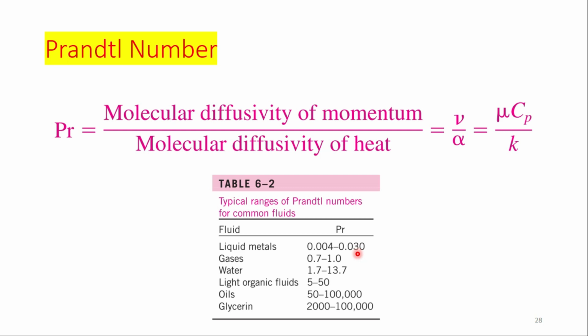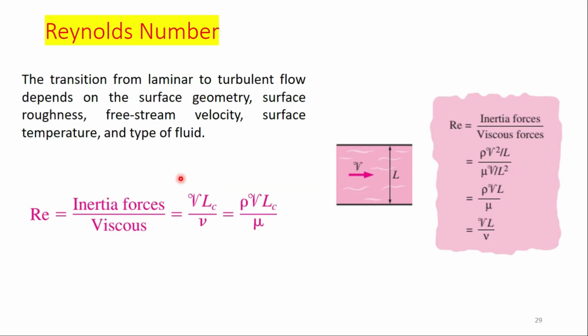In case of oils, the heat diffusivity through the oils is very small. So if the heat diffusivity is very small, this ratio will be very high. As a result, the Prandtl number for the oils will be very high. So the thermal boundary layer is much thicker for the liquid metals and much thinner for the oils relative to the velocity boundary layers. So the next dimensionless number is known as the Reynolds number.